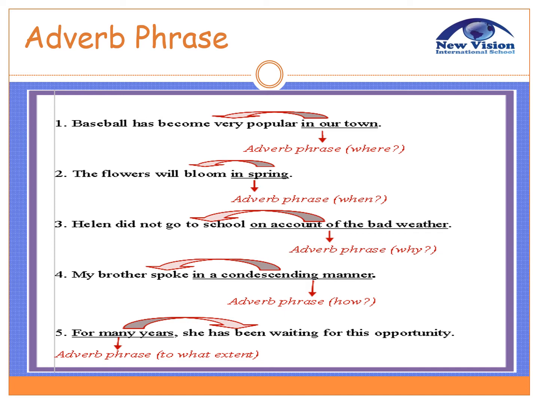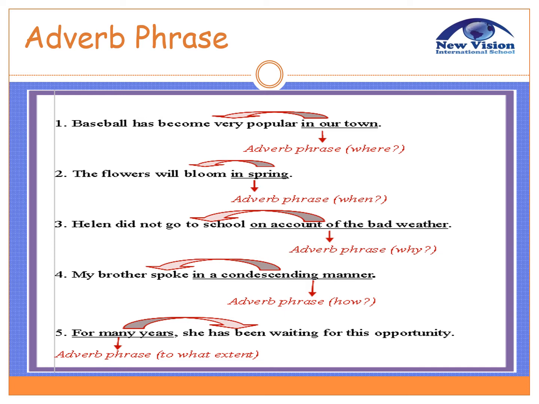Second one, the flowers will bloom in spring. Your prepositional phrase is in spring. It answers when. Third one, Helen did not go to school on account of the bad weather. It's an adverb phrase, on account of the bad weather. It answers the question why.